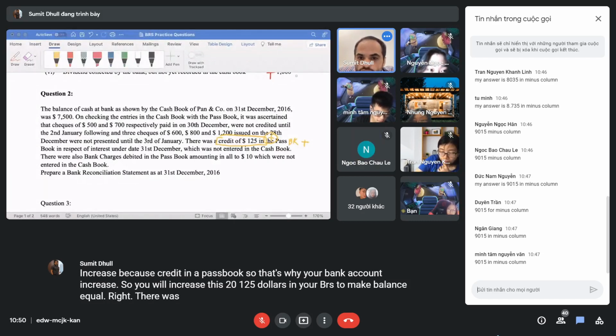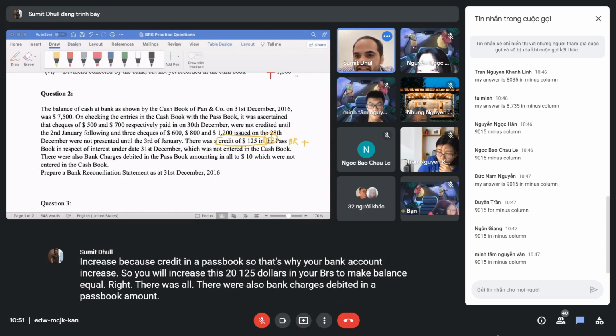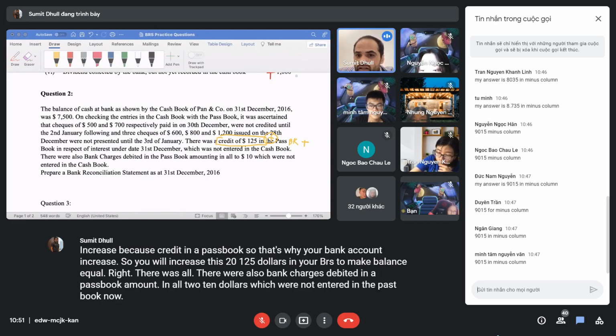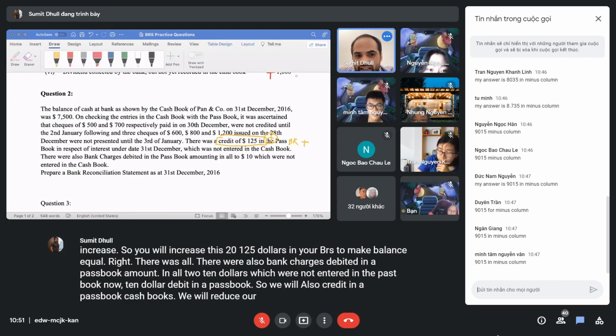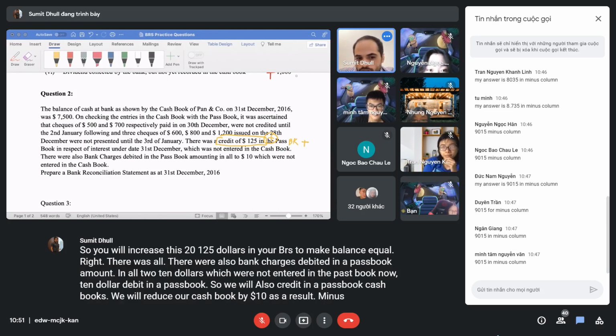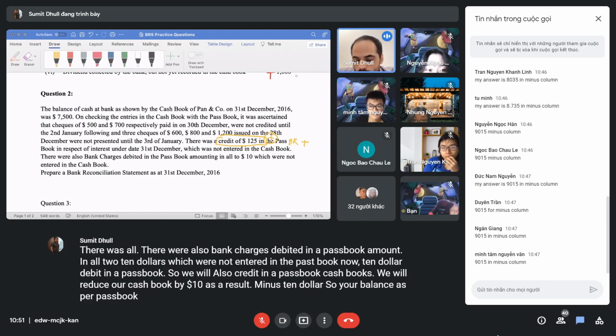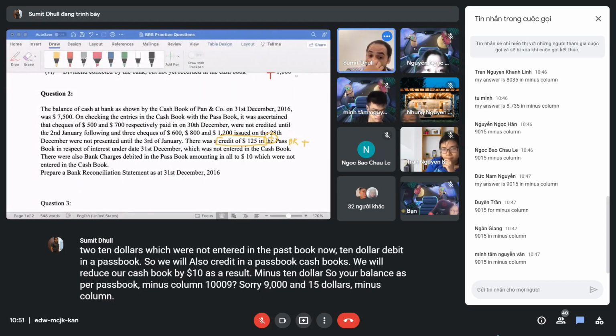There were also bank charges debited in a passbook amounting in all to $10, which were not entered in the cash book. Now $10 debit in a passbook, so we will also credit in the cash book. We will reduce our cash book by $10. As a result, minus $10. So your balance as per passbook, $9,015, minus column. Everybody okay with it? Yes or no?